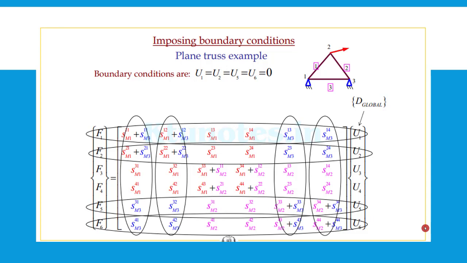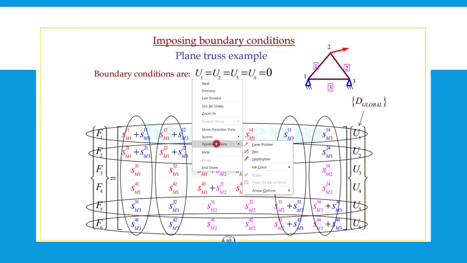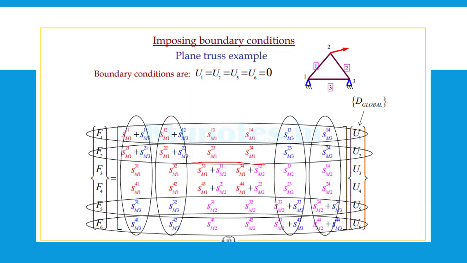And applying the boundary conditions, as we discussed, U1 is equal to U2 is equal to U5 is equal to U6 is equal to 0, being the hinge conditions for the truss. With the boundary conditions, you can cancel all the matrix rows and columns which correspond to U1, and only the U3 and U4 will be there. So only this will be remaining with the U3 and U4, because U1, U2, U5, U6 all are 0.